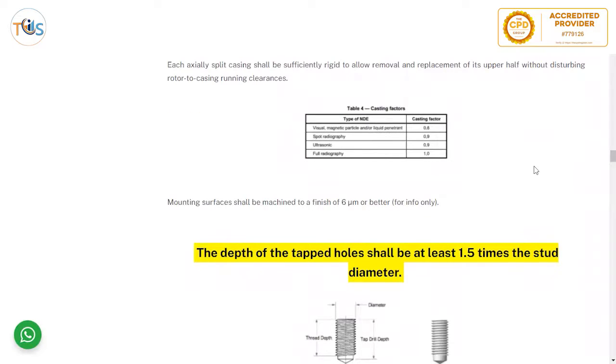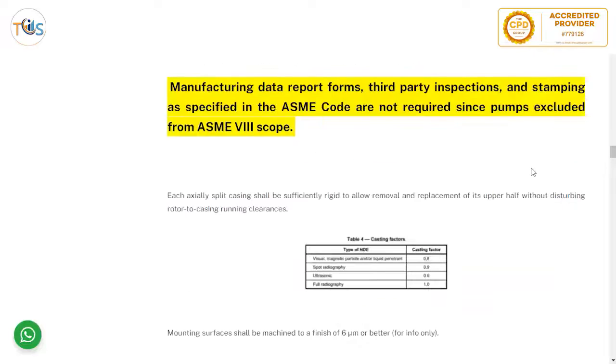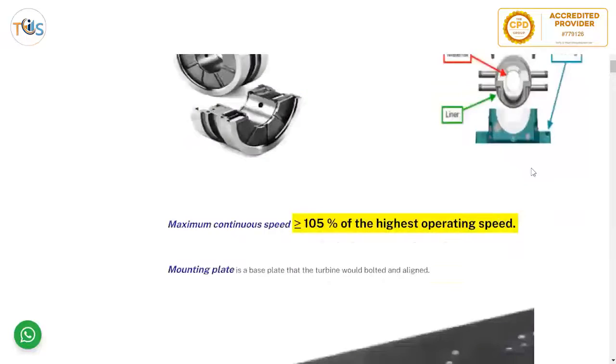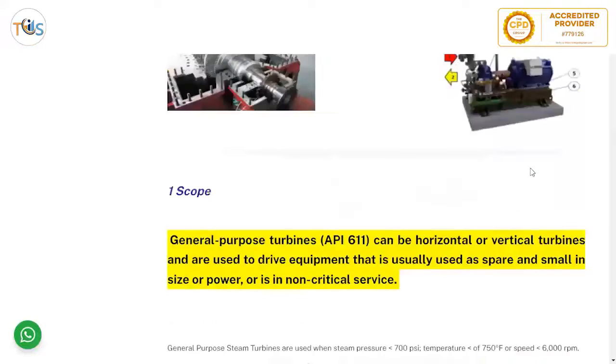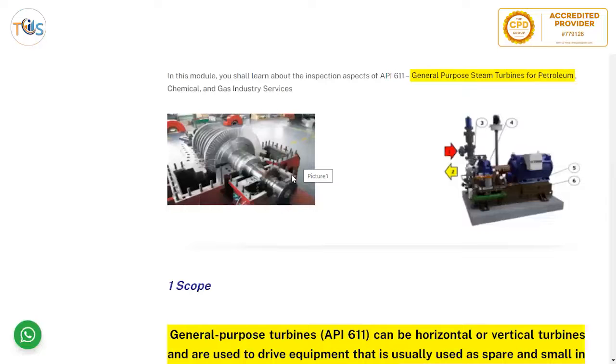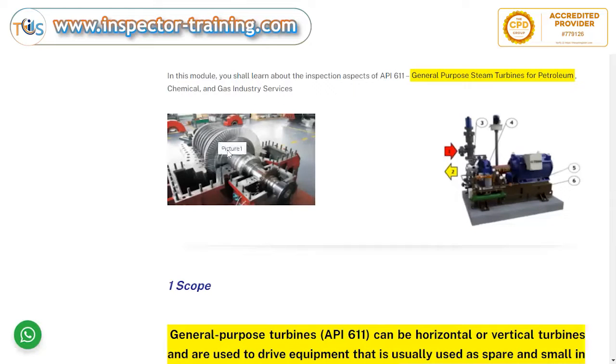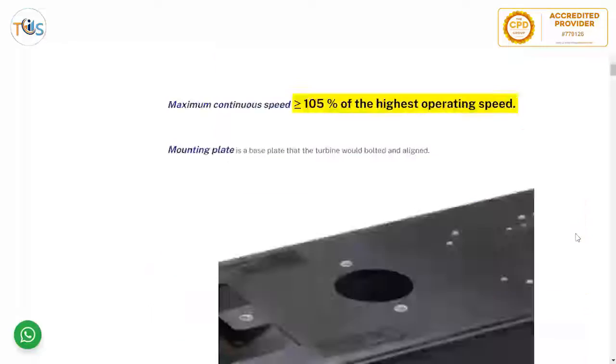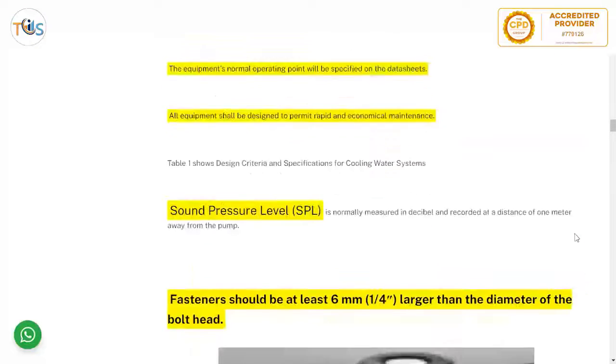Each axially split casing shall be sufficiently rigid to allow removal and replacement of its upper half without disturbing the rotor-to-casing alignment. So normally it's a split half, as you see in the picture. Maybe I'll go back and show you the picture. As you can see in this picture, it's a split half. So there is a lower casing. You loosen the bolts, take off the upper half, do the maintenance, put the upper part of the casing back, and bolt it up. Okay, let's go back to our lesson.